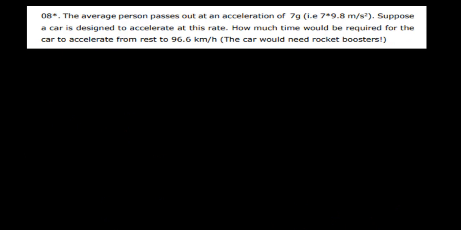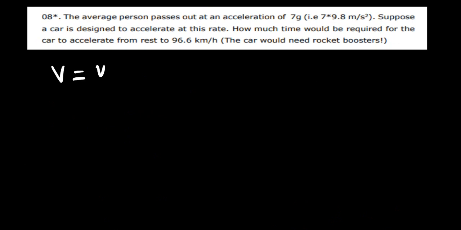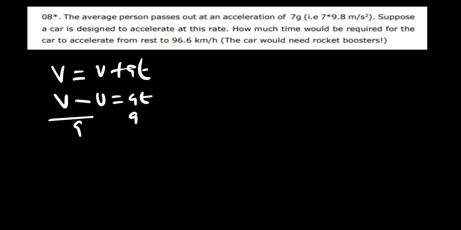So let's see. V is equal to U plus at. What are we calculating? How much time? We're calculating the time. So let's make t the subject of the formula. V minus U is equal to at. Then we divide by acceleration on both sides, so therefore our t will be equal to V minus U over acceleration.